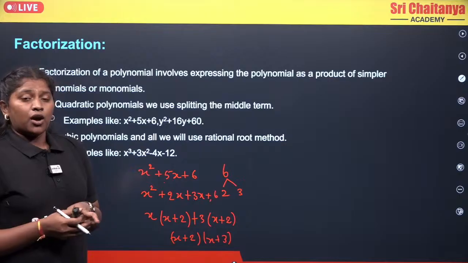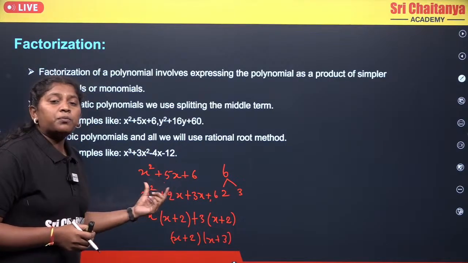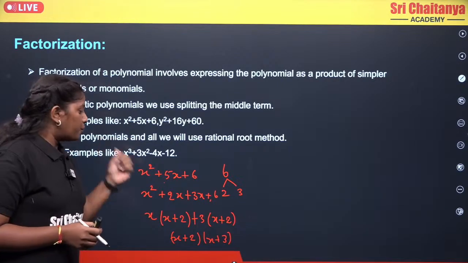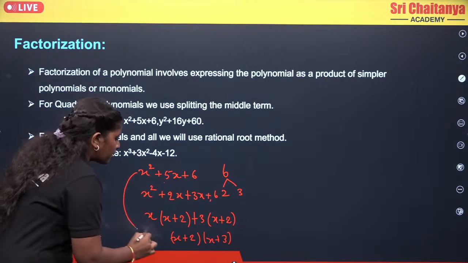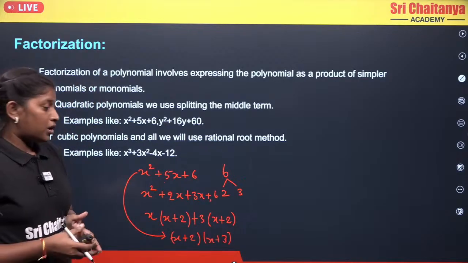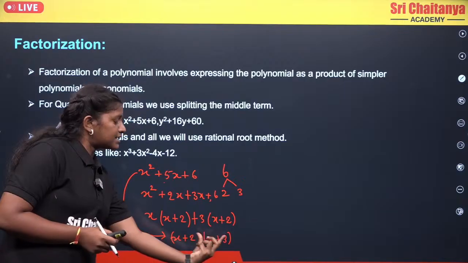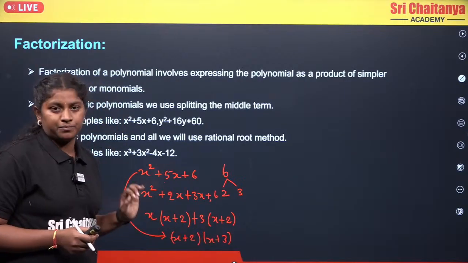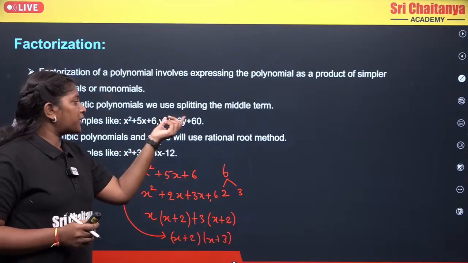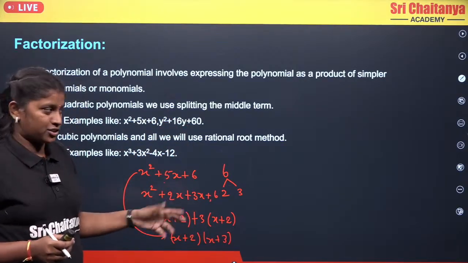Using splitting the middle term, the quadratic polynomial we had is written as the product of two factors, x plus 2 and x plus 3. The same method we can apply for the next polynomial also. You can do this on your own, because we have already studied factorization.